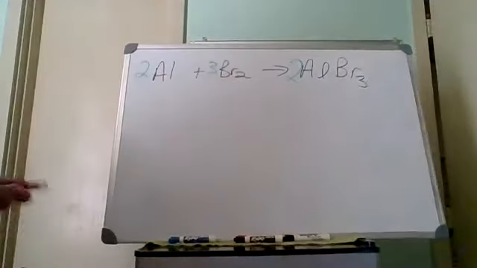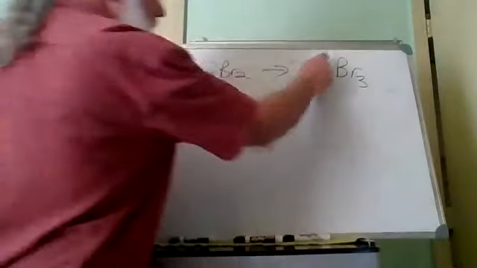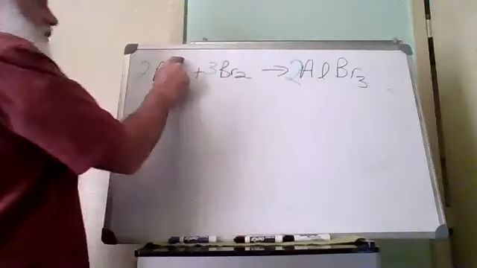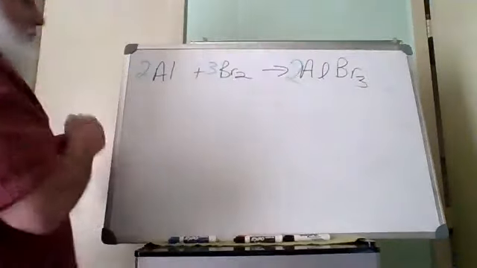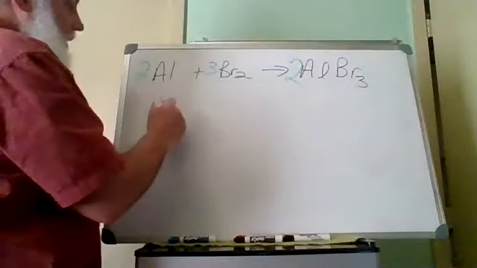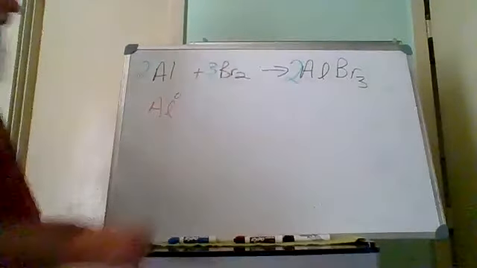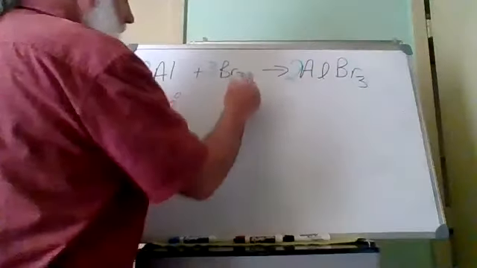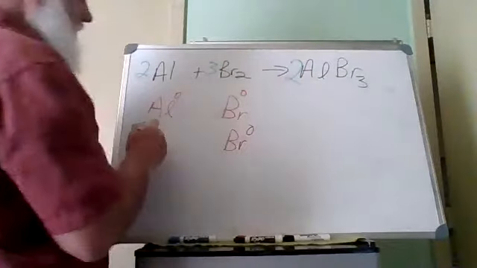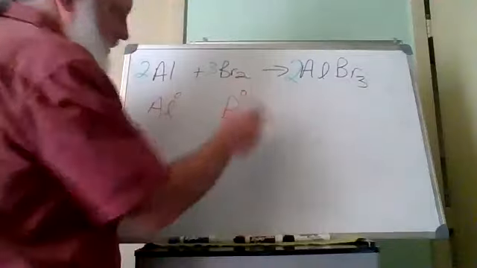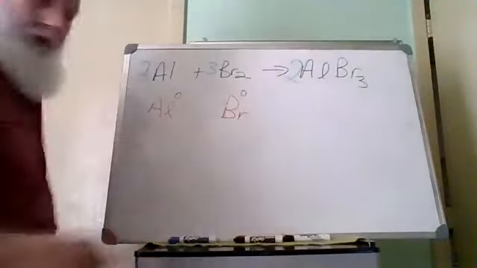So let's have a look. Right here, there's no charges written up here. So I know this is neutral, and of course this is a compound. All compounds are neutral. So I can write Al with a neutral charge. I can write bromine with a neutral charge. And let's see, I have 2 of them. All right, or actually 6 of them. Actually, I'm just gonna write 1 of them.